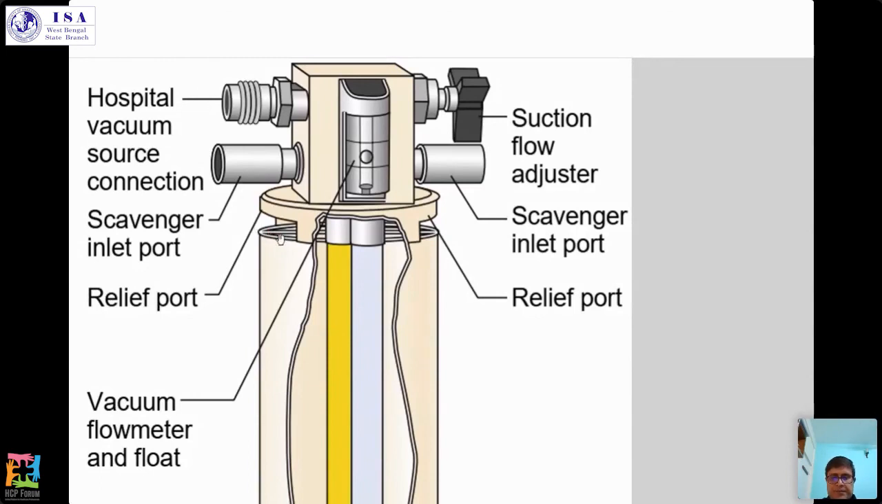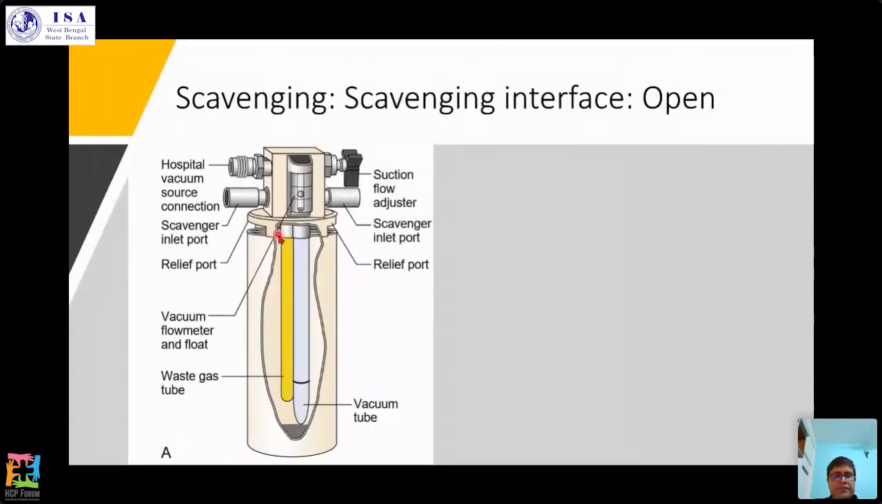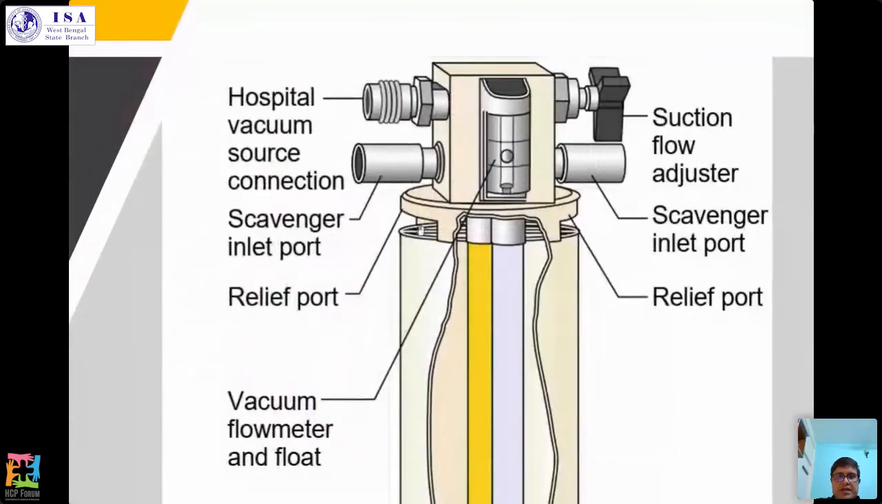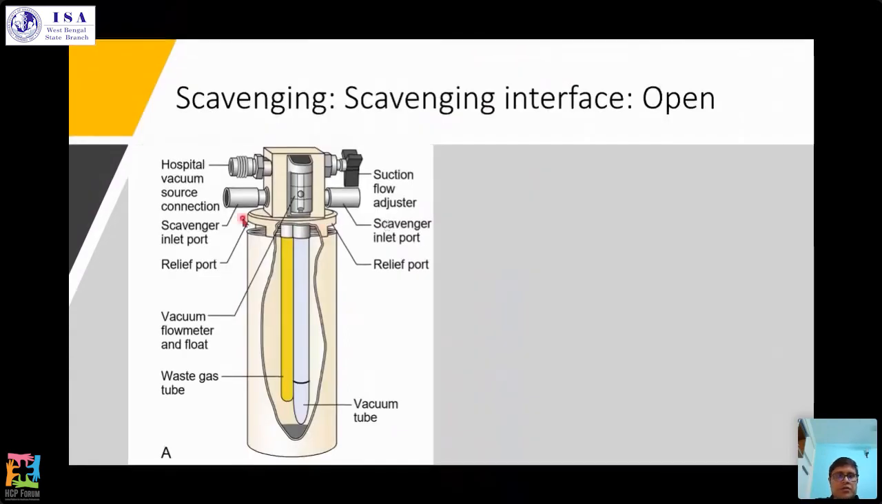And here you can see that there are clear openings in these areas, and these areas. Okay. So these areas are open to the atmosphere. So this will prevent buildup of either a positive or a negative pressure.